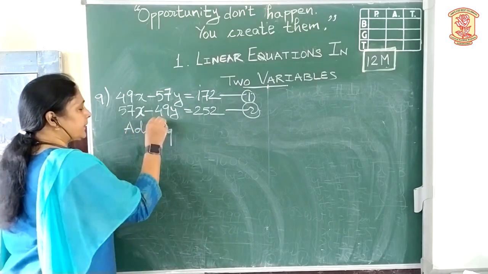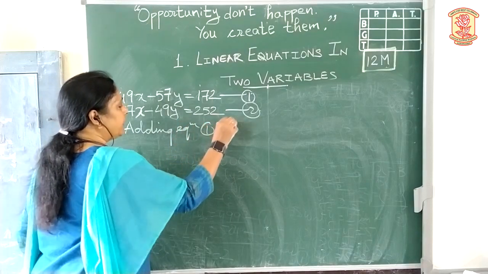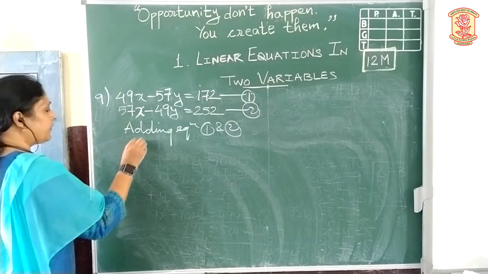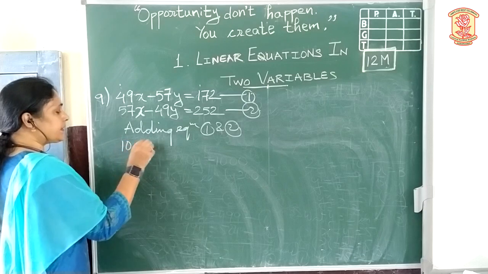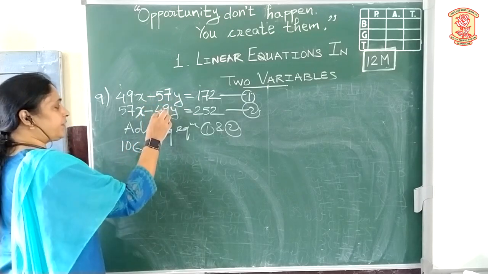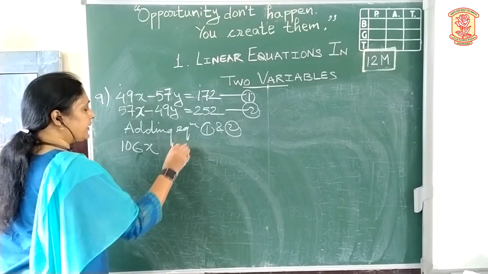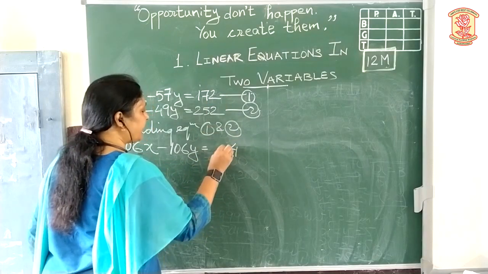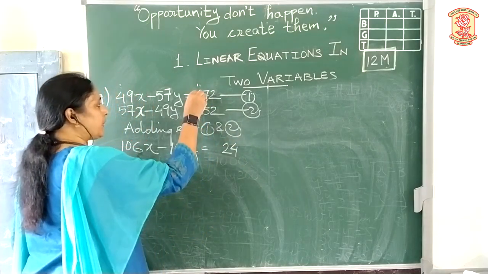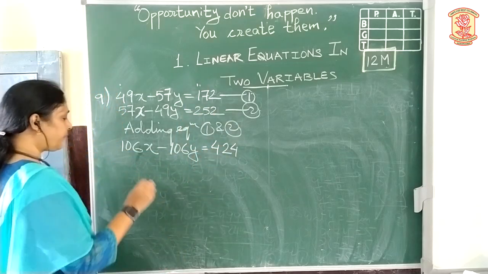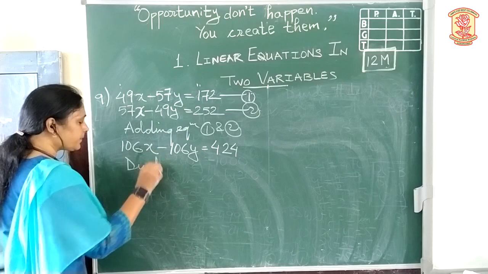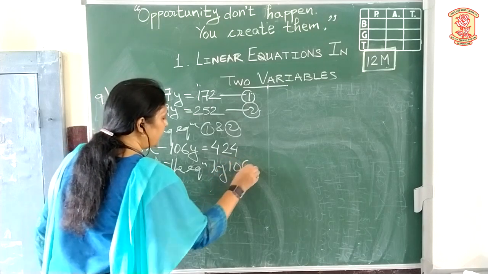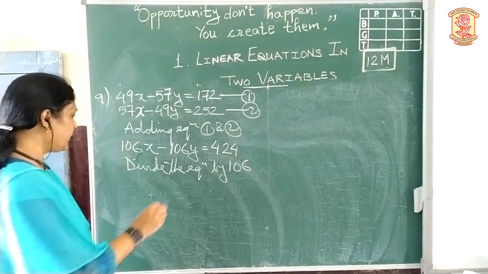So adding equations 1 and 2. 49 plus 57, 9 plus 7 is 16, and that is 106x, and minus 57 plus 49 is again 106, but the bigger number's sign is minus, so minus 106y. And 172 plus 252: 2 plus 2 is 4, 7 plus 5 is 12, so 2 plus 1 is 3, and plus 1 is 4, that is 424. So divide the equation by 106.